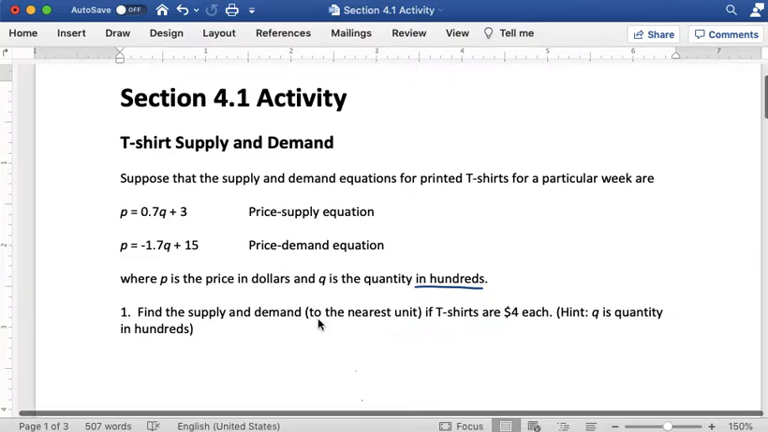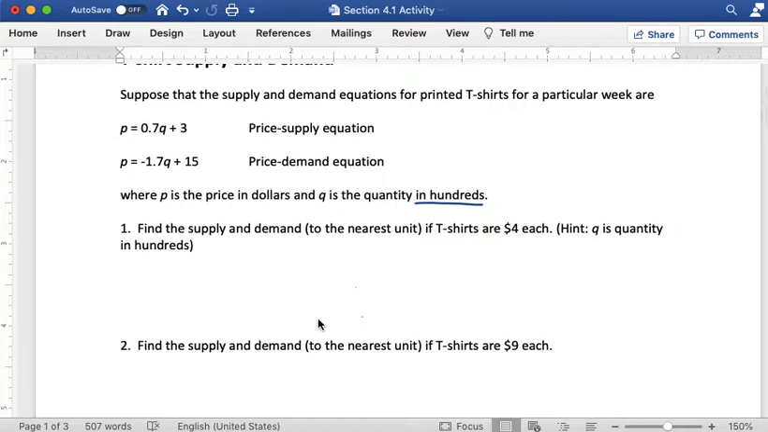So first we want to find the supply and demand to the nearest unit if t-shirts are $4 each. And again, we're reminded that Q is quantity in hundreds. So we'll start with the supply here. So if the price is $4, then we would plug 4 in for P in the equation, and then we are solving the equations for Q. So we plug in 4 for P.